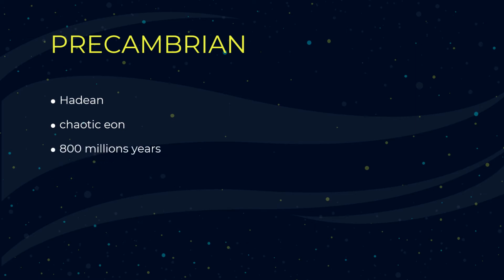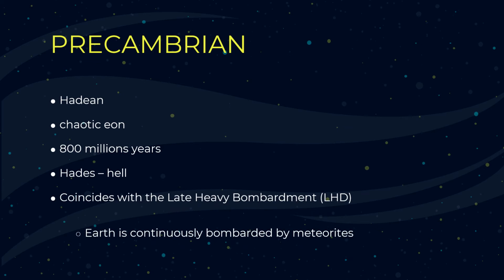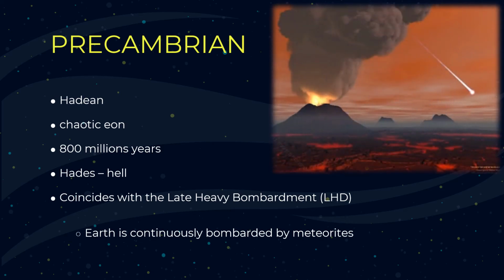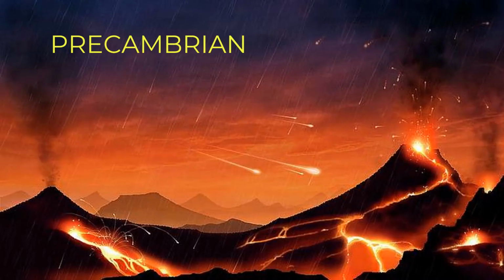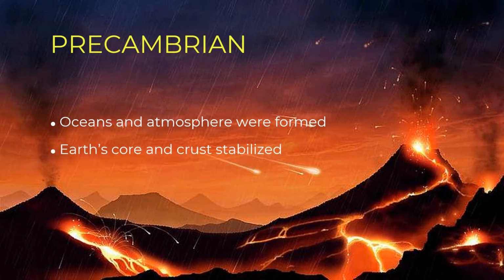The Hadean came from the word Hades, meaning hell. This period coincides with the event called the Late Heavy Bombardment, or the LHB, wherein the Earth's surface was continuously bombarded by meteorites, as shown in this picture. The extremely hot mantle also caused severe volcanism due to the eruption of molten rocks onto the Earth's surface. Also during the Hadean Eon, the oceans and atmosphere were formed, and the Earth's core and crust were stabilized.